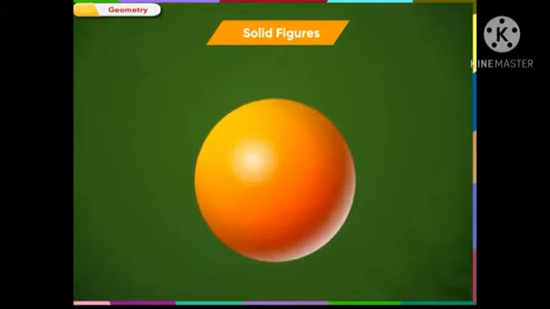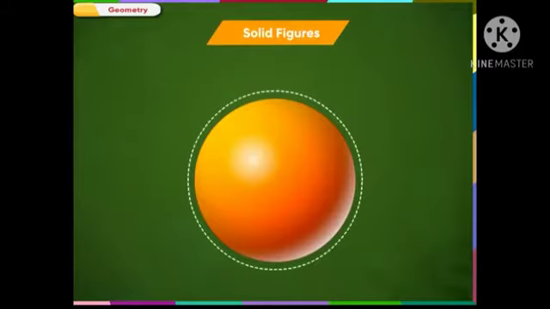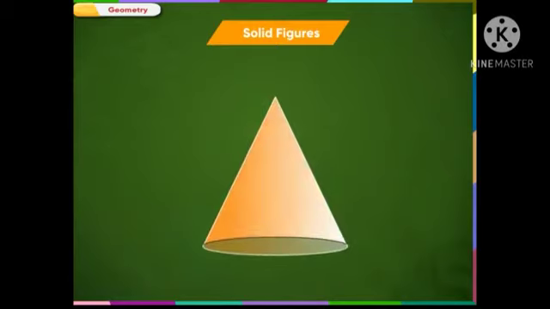This is a sphere. A sphere is just like a globe. A sphere has one curved surface and no corners and no edges. This is a cone. A cone also has two types of surfaces, one curved surface and this is a flat surface. You can observe this shape has a corner and it has a circular edge and a curved edge.